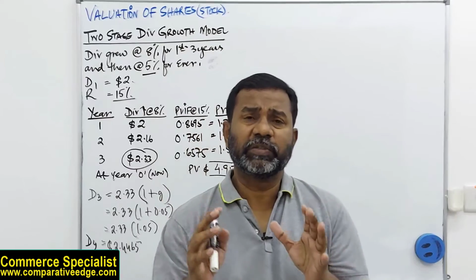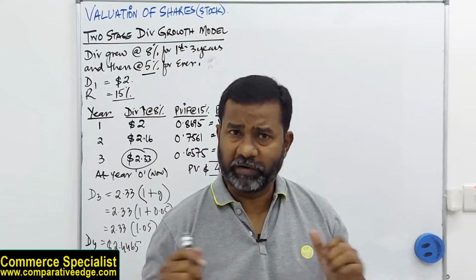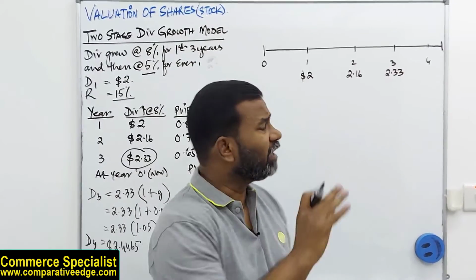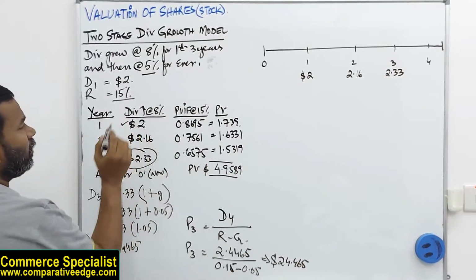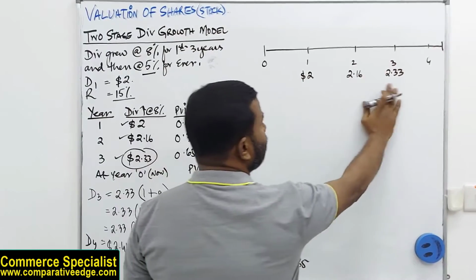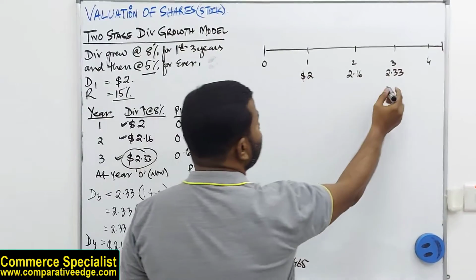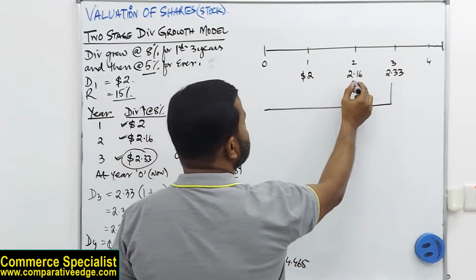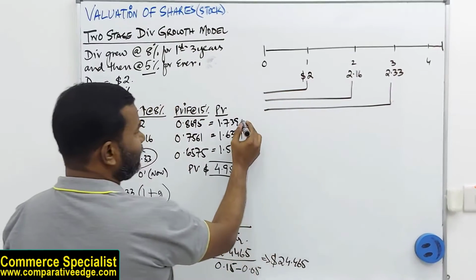Now this is best explained if I make a timeline, especially for beginners to understand what I have done so far. Let's have a look at the timeline. Now if you look at this timeline, year 1, you could see dividend, $2, 2.16, 2.33. Now these are the future values. If I bring them to year 0, meaning finding the present value, so I bring it here to year 0, this also to year 0, this also to year 0, and these are the values.